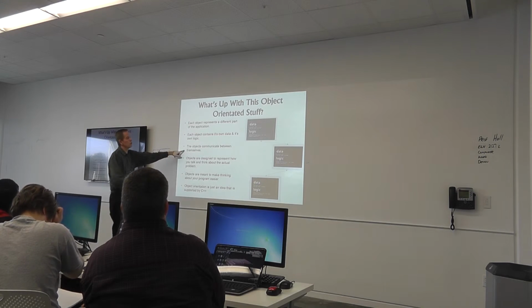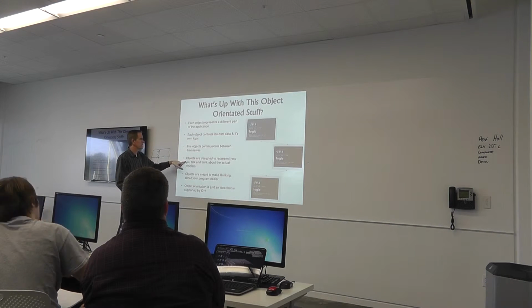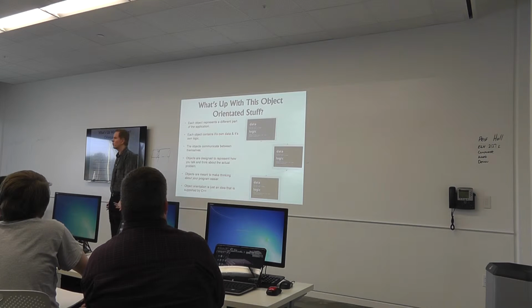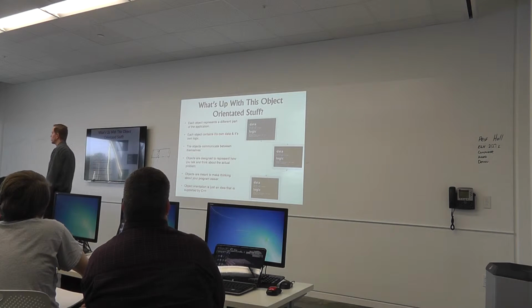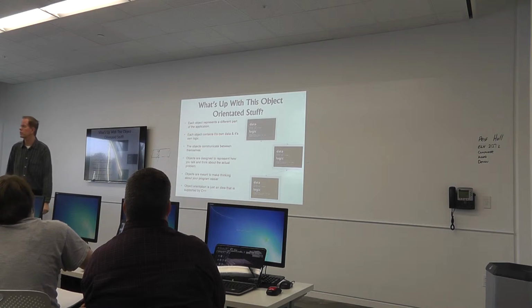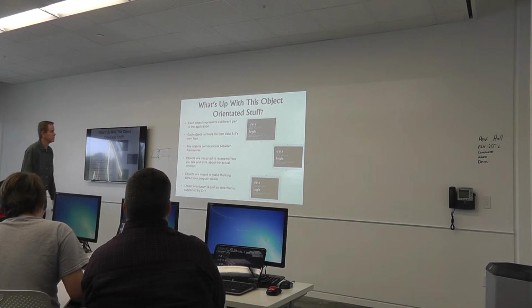The objects communicate between themselves. Objects are designed to represent how you talk and think about the actual problem. Objects are meant to make thinking about your program easier, and object-oriented is just an idea that's supported by C++. Good news, object-oriented stuff is supported by Java. It's also, interestingly enough, supported by Python and a whole bunch of other languages. Objects is actually a pretty good idea, so it's been worked into most languages these days.